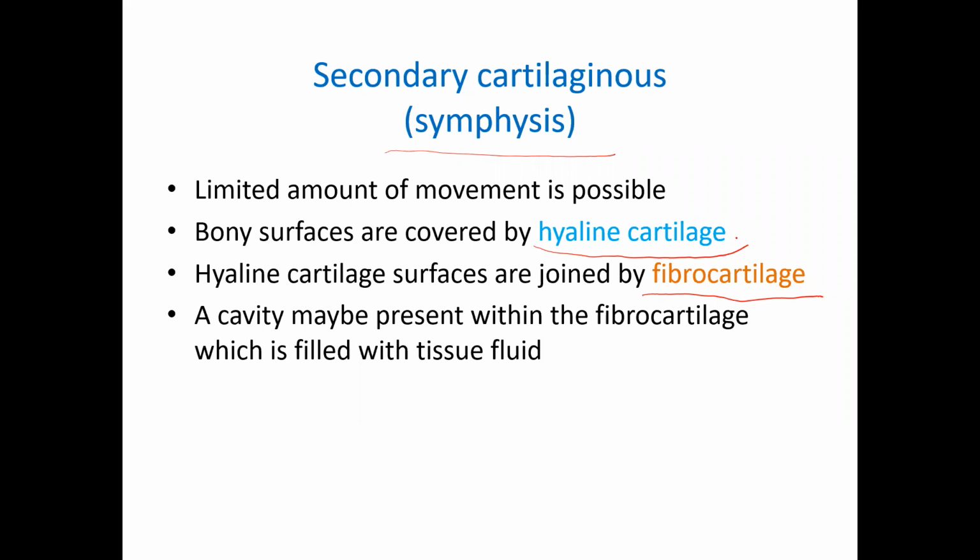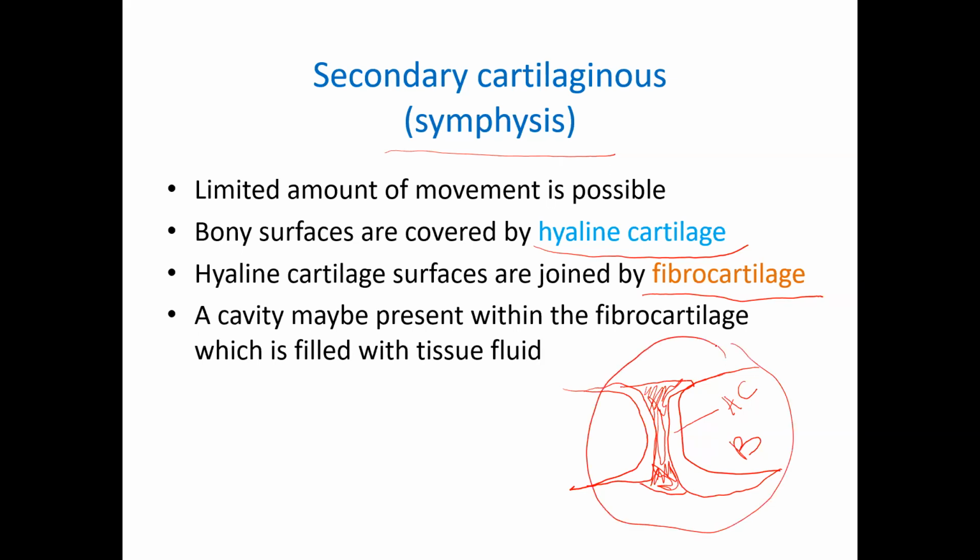In a sutural joint or in the primary cartilaginous joint, we did not see any cavities. There was no space. Here, in the secondary cartilaginous joint, there may be a small space, and this space may be filled with tissue fluid. If you think of the two bony ends like this, lined by hyaline cartilage, and a fibrous disc in the middle, in that fibrous disc you may find a small cavity. That is the fibrous disc, this is the hyaline cartilage, and that would be bone. This whole thing is called a secondary cartilaginous joint.